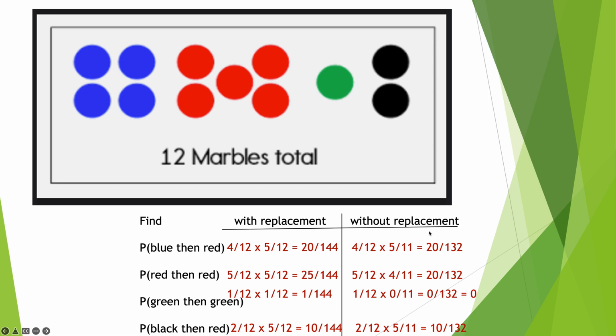So as you can tell, every time it's without replacement, you're going to multiply 12 times 11. Every time it's with replacement, it's still 12 times 12 because the ball goes back in the bag, so there's still 12 left. Without replacement, the ball comes out of the bag, or the marble, so there's only 11 left.